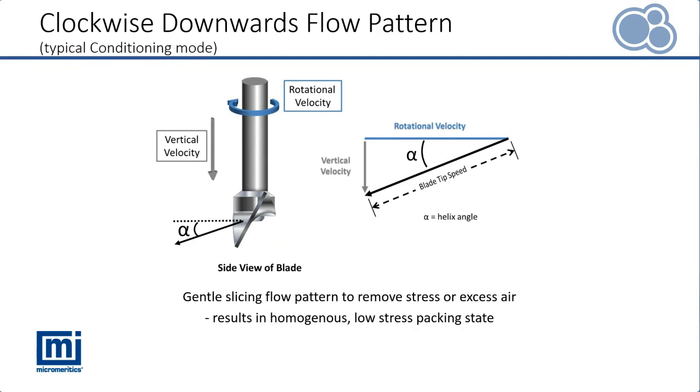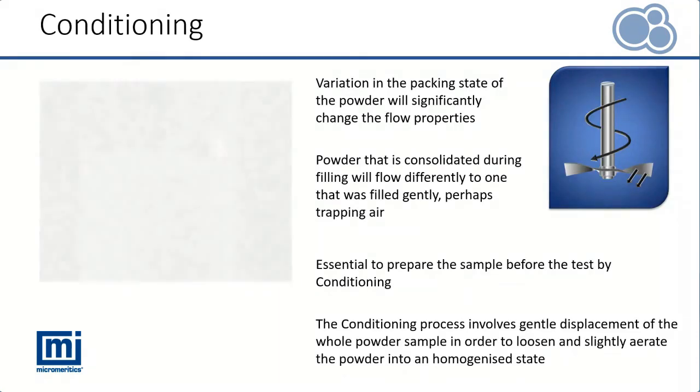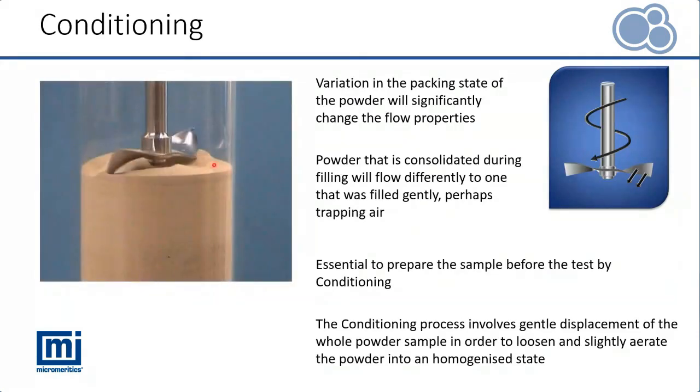The blade is used to move in two different directions. In a clockwise direction, what we call the conditioning mode, the blade slices through the powder. This thin edge of the blade will cut into the powder, so remove any areas of stress, remove any excess large air voids, and ultimately what we're targeting is a homogeneous low stress packing state. You can see in this video the blade is moving through in that clockwise direction. The powder is being lifted up and then dropped back behind the blade, and that will happen throughout the whole depth of the vessel.